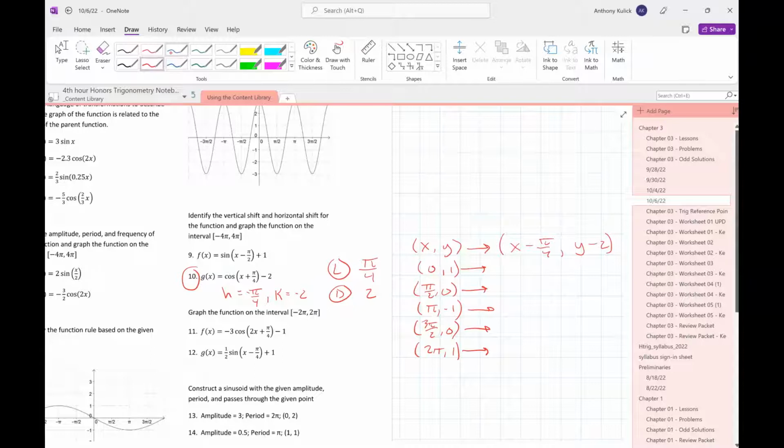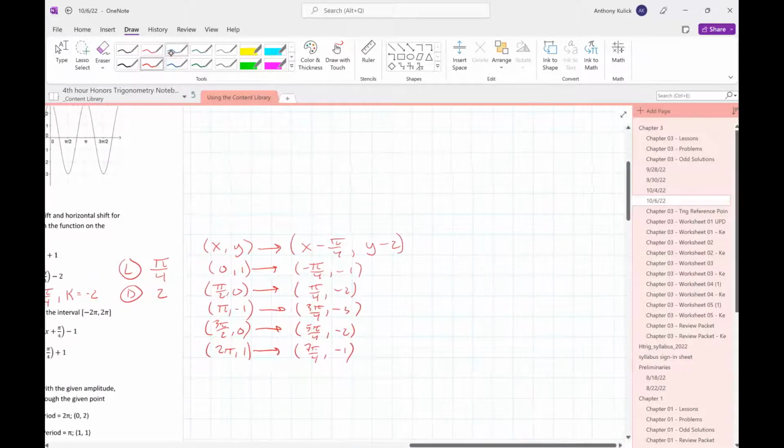So if I plug this through, I have 0 minus pi over 4. That just becomes negative pi over 4. 1 minus 2 is negative 1. Pi over 2 minus pi over 4 is positive pi over 4. 0 minus 2 is negative 2. Pi minus pi over 4 is 3 pi over 4. Negative 1 minus 2 is negative 3. 3 pi over 2 minus pi over 4 is 5 pi over 4. 0 minus 2 is negative 2. And 2 pi minus pi over 4 is 7 pi over 4, when 1 minus 2 is negative 1. So those are my values.